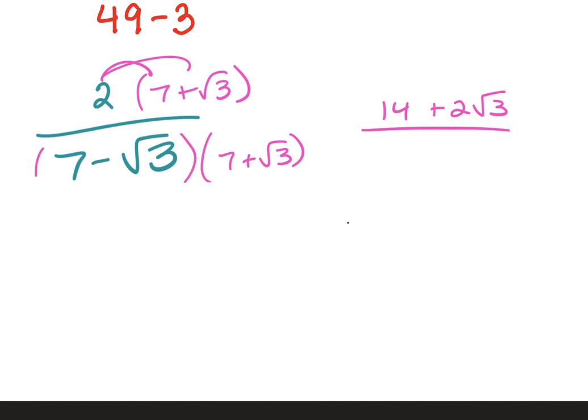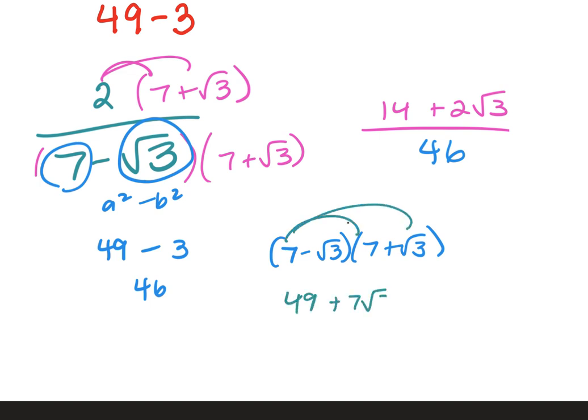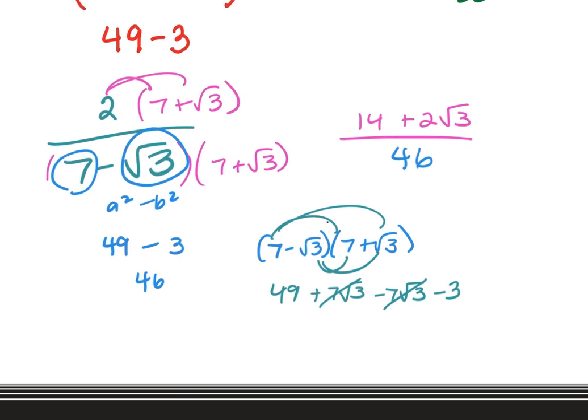And then in the denominator, you can use the shortcut, which is a squared minus b squared, or you can FOIL it out. If you use the shortcut, the a is 7, so 7 squared would be 49, minus the b is the square root of 3, and that squared would be 3, so this would be 46. Or you FOIL it out, 7 minus square root 3, 7 plus square root 3, and I would do first 49. Outer, positive 7 root 3. Inner, negative square root 3. Last, minus 3. Either way, you end up with 46 in the denominator.